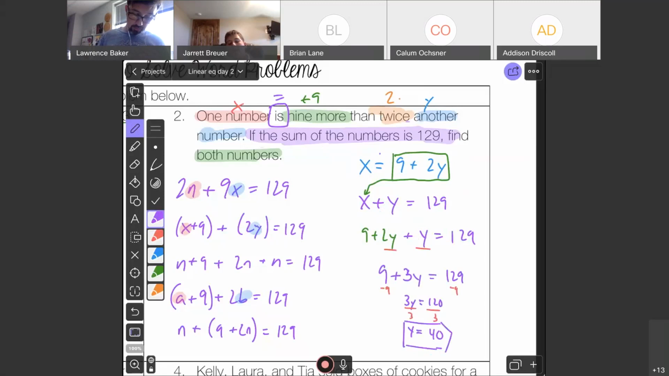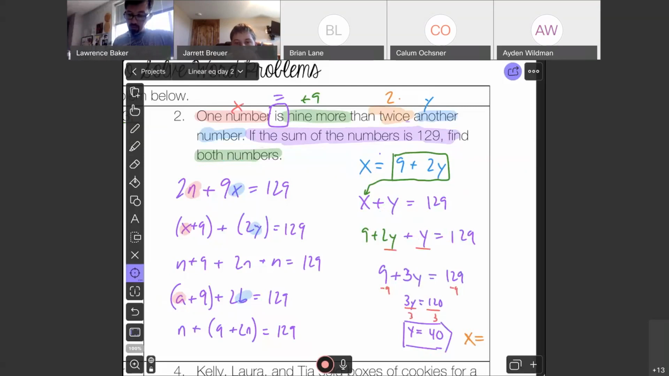But our job was to find both numbers. And have we found both numbers? Of course not. So what's x equal to? Now that we know what y is, how do we figure out what x is? Add your 40. 9. 49. Say that again, Aiden. 2 times 40. So 9 plus 2 times 40. What's 2 times 40? 80. So then plus 9 is 89.